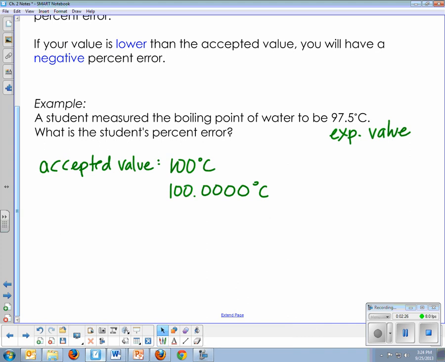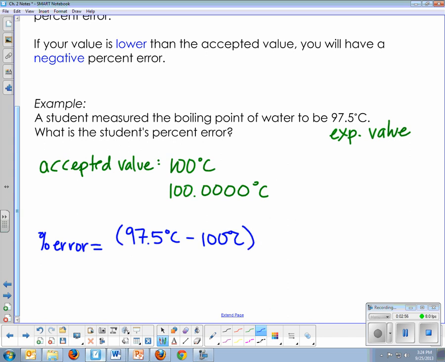So we write out our problem as the percent error equals the experimental value, so 97.5 degrees Celsius. And then we're going to subtract the accepted value, so 100. And that's in parentheses, so we do that first. And all of that is going to be divided by the accepted value, so 100. Okay, and we are going to multiply by 100 because that's how we calculate a percent.